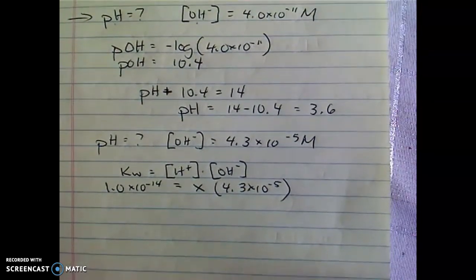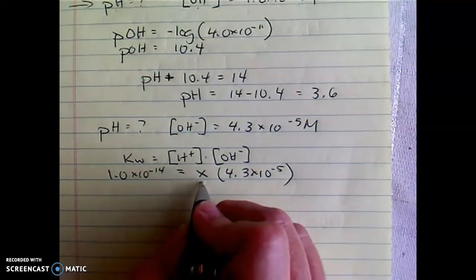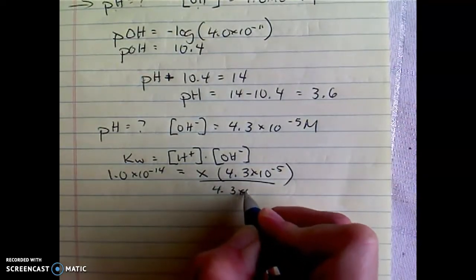Sorry, I didn't realize I was off screen. Okay, next, solve for x. So 4.3 times 10 to the negative fifth.